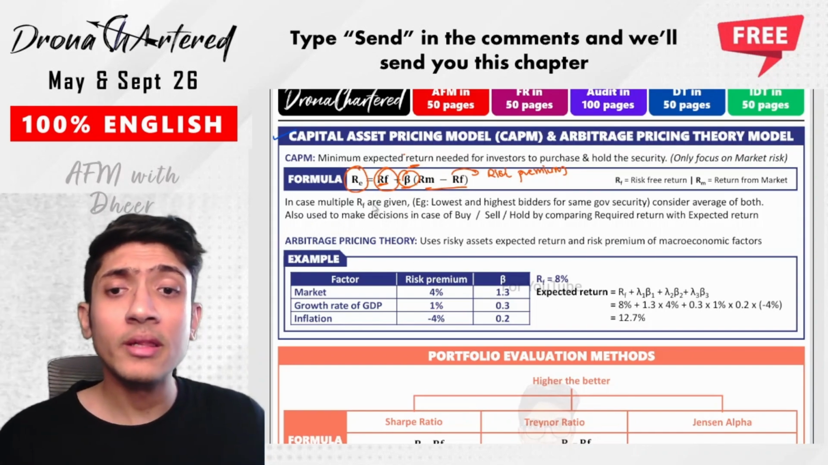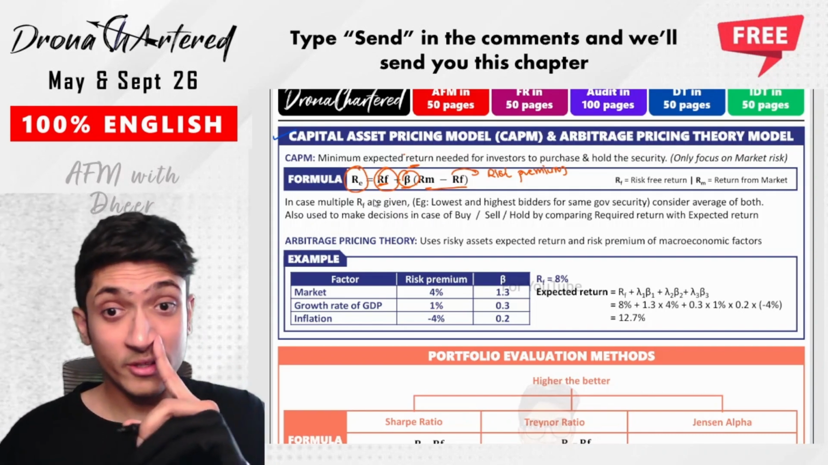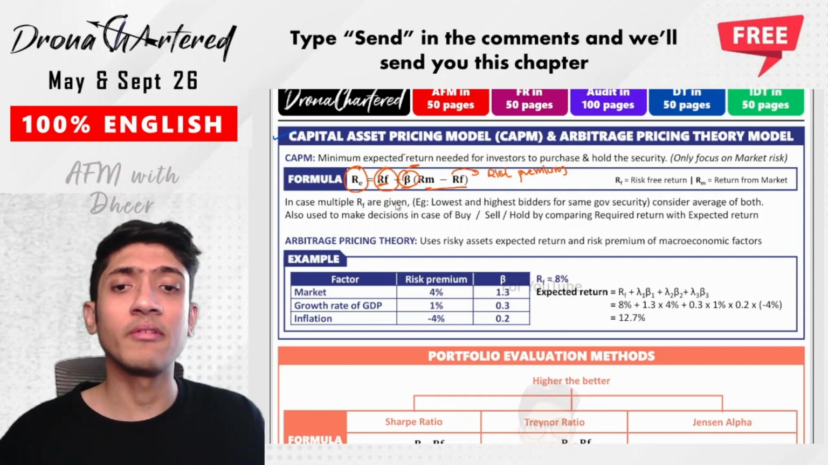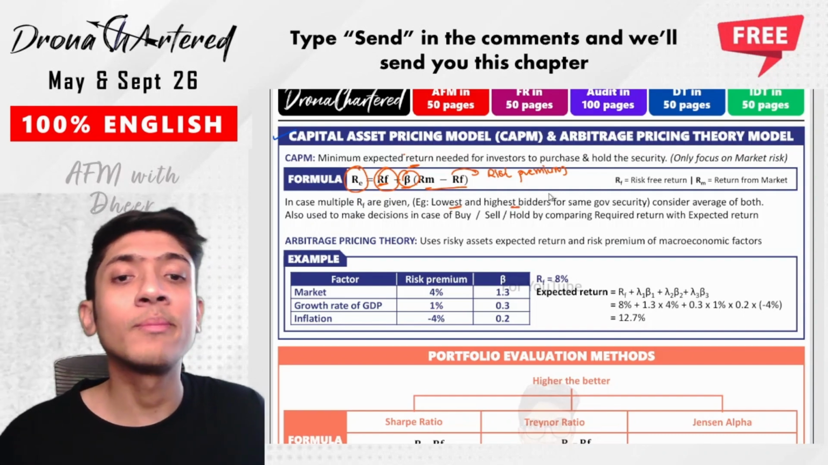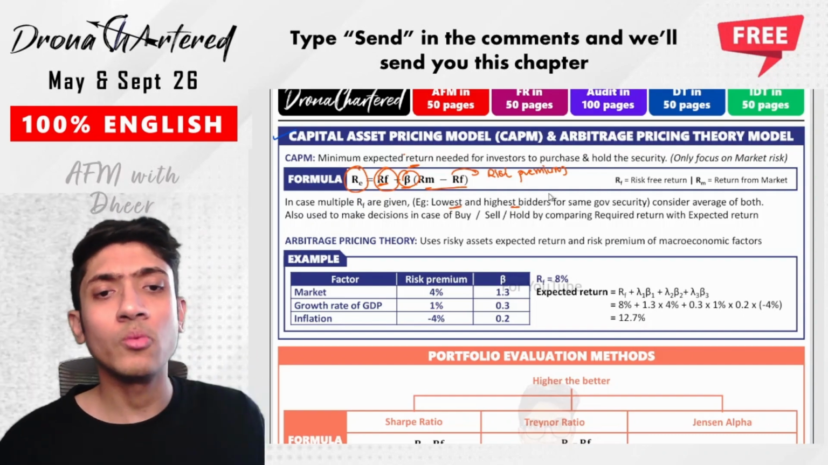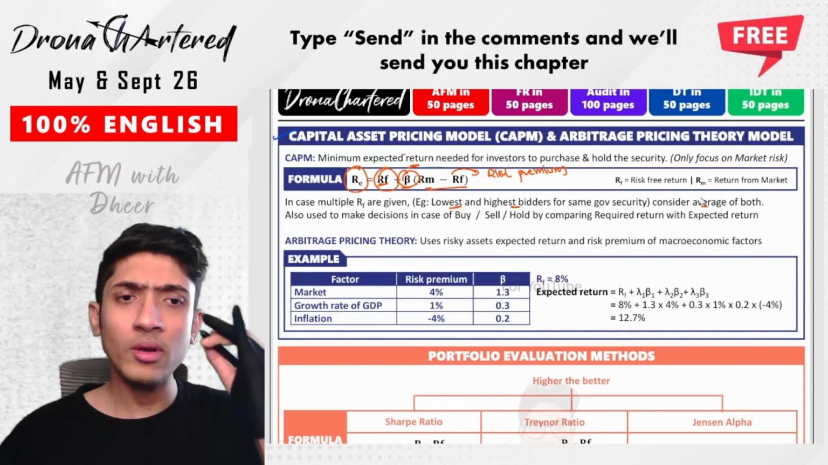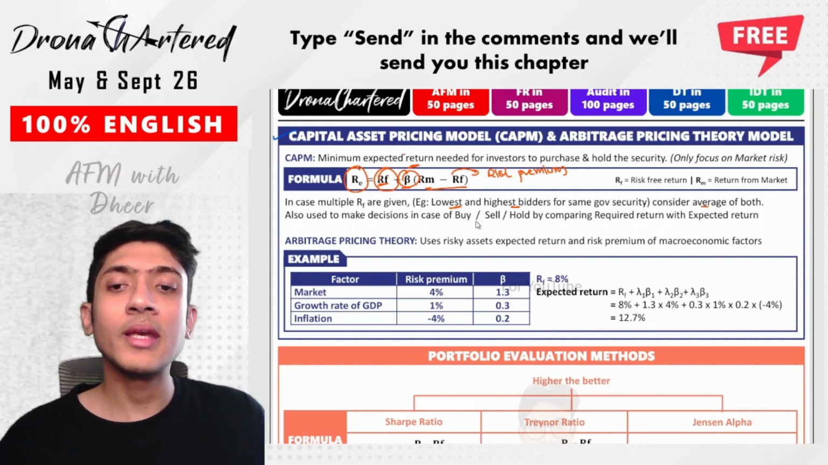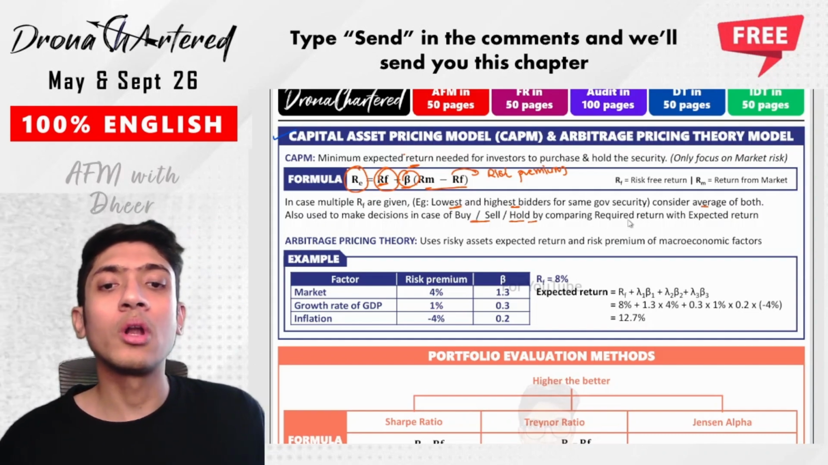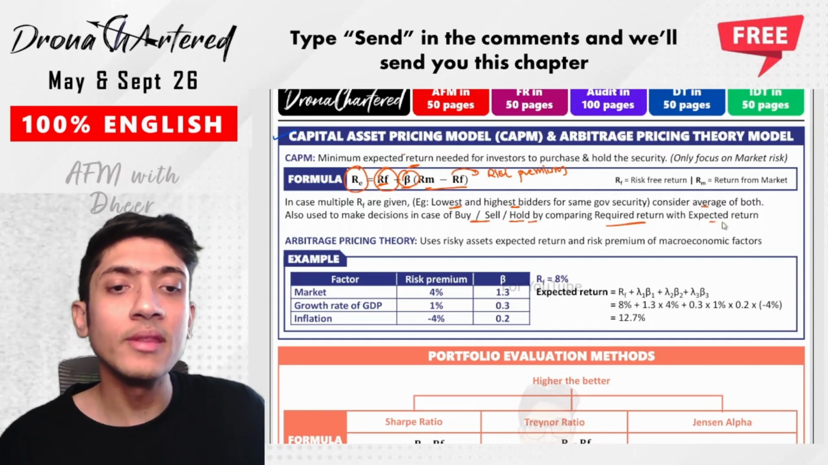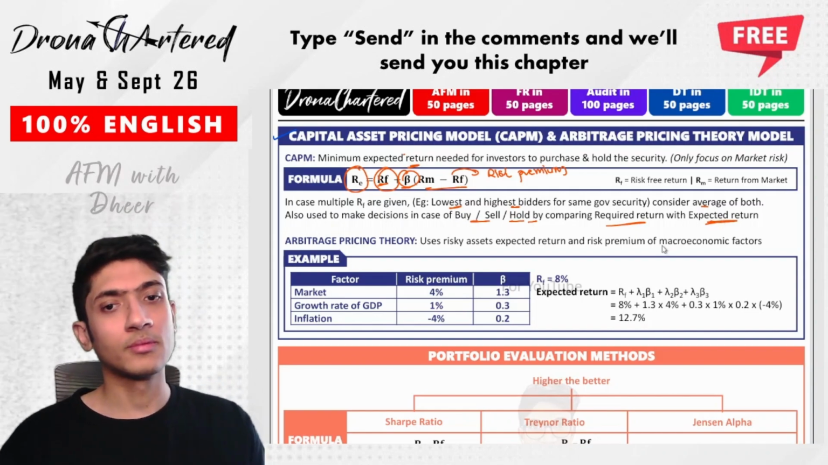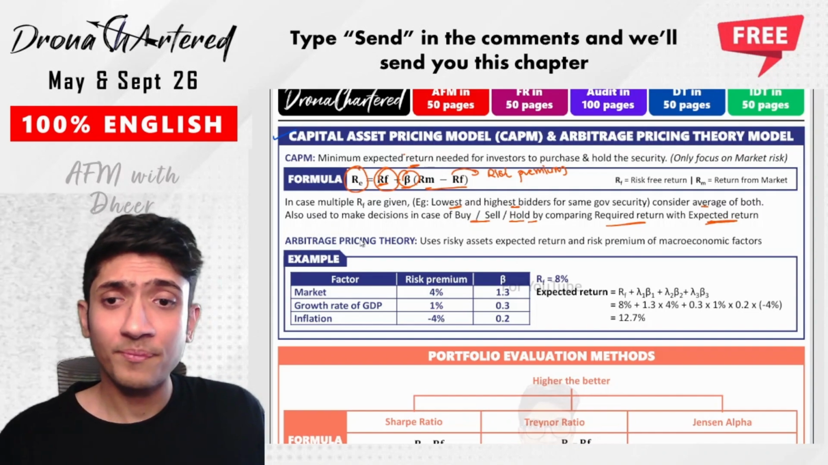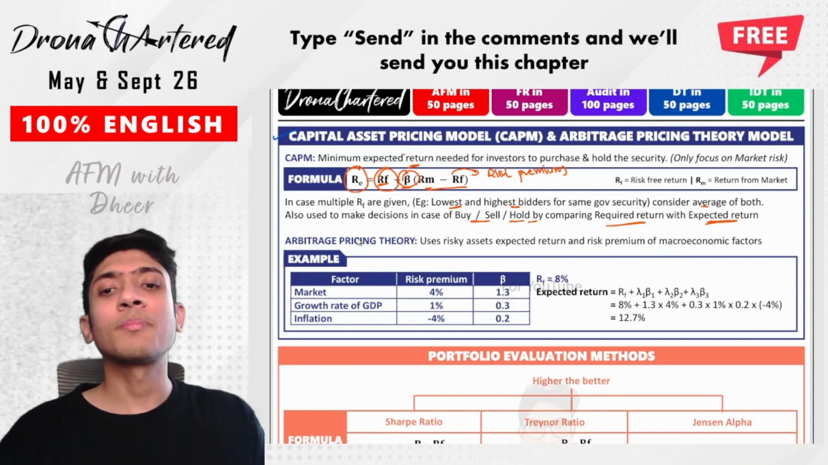In case multiple risk-free rates are given, there's a question in your institute module, therefore we've added this. If multiple risk-free rates are given, for example, the lowest and highest bidders of the same government security, what will you do? You will take the average of both and move forward. It is also used to make decisions in case of buy, sell or hold by comparing required return with expected return. Okay, perfect.